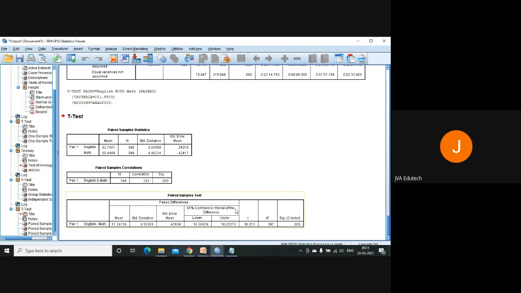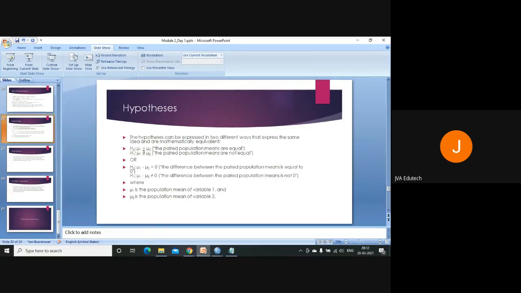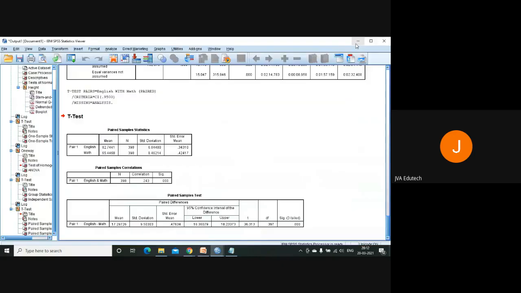So now we have got this. P is less than 0.05. Null hypothesis rejected. And if the null hypothesis is rejected, then it says that mu1 is not equal to mu2. Means the paired population means are not equal. That is, the student score in math and English won't be equal.